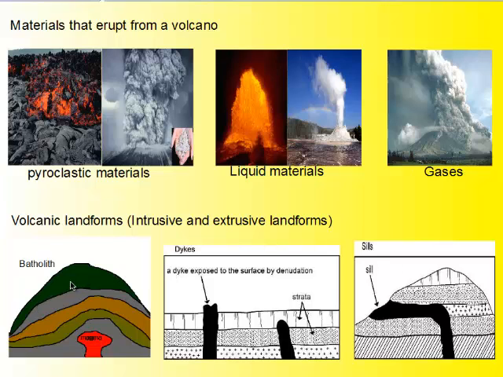We said batholiths are formed when magma is able to melt the surrounding rocks, and through the process of metamorphism, the magma cools, solidifies to form batholith. We said batholiths are the largest intrusive volcanic landforms. Moreover, they are dome in shape.